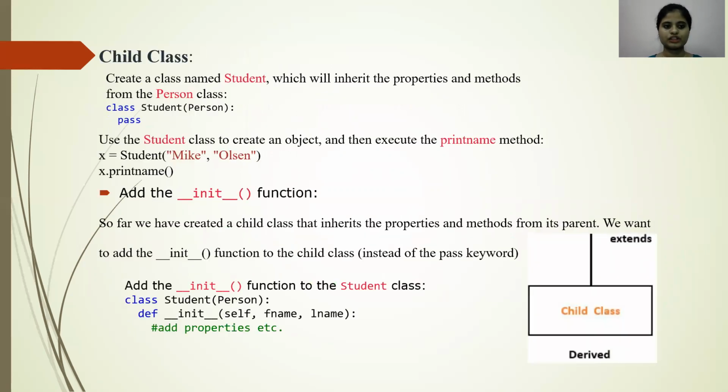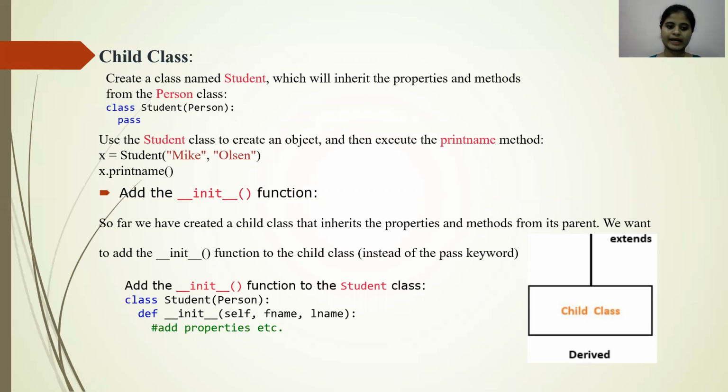Then let's create a child class. To create a child class, create a class named Student, which will inherit the properties and methods from the Person class. Use the Student class to create an object and then execute the print name method. Let's just add the init function. So far, we have created a child class that inherits the properties and methods from its parent.